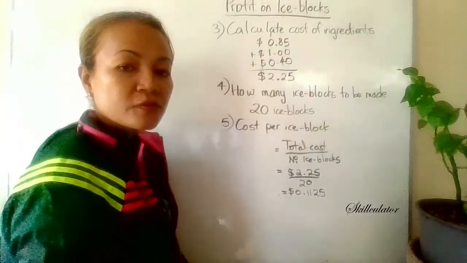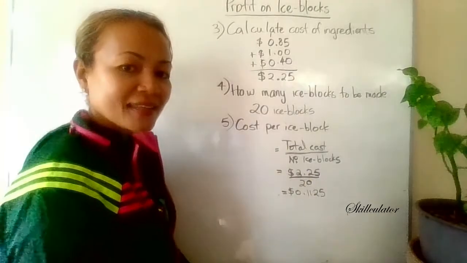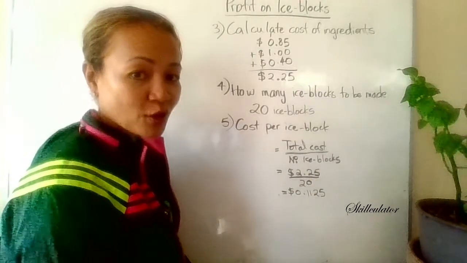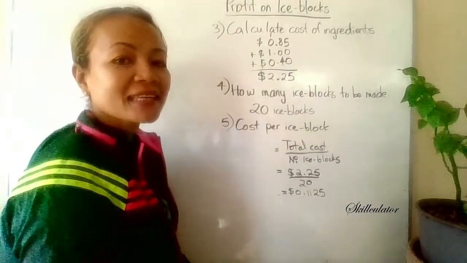0.1125. So we have to sell it at higher than that in order that we don't make a loss. So say we're selling it at 20 cents an item.